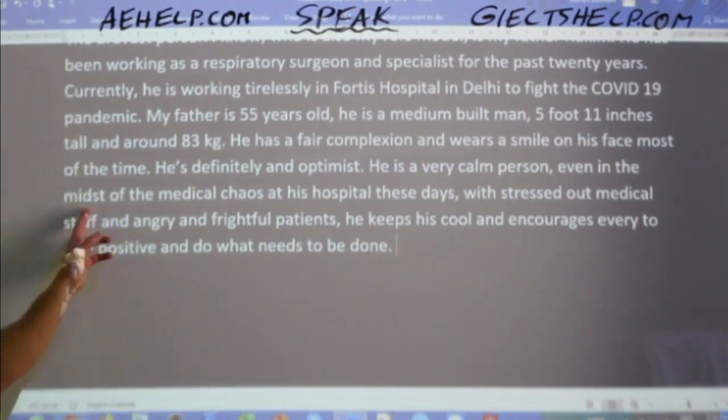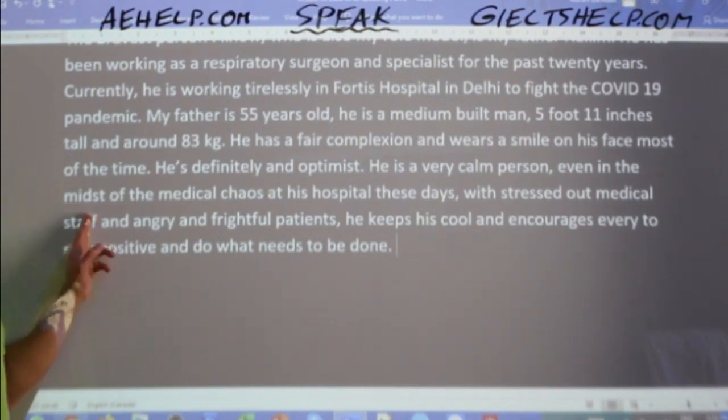Midst, this is one of those words that you might not learn or see as an English as a second language student, but you'll definitely realize that native speakers use that word quite often.